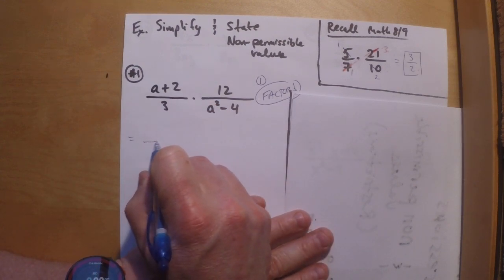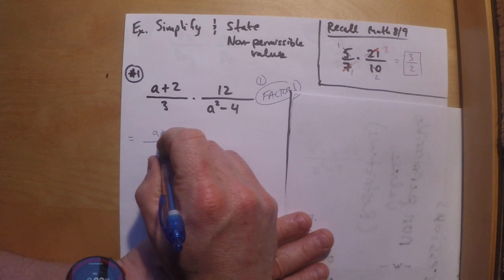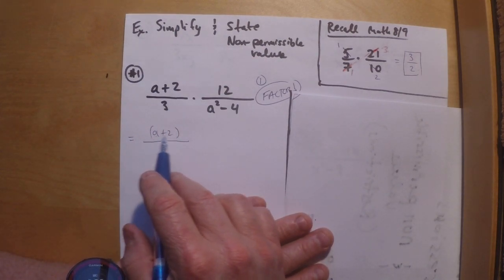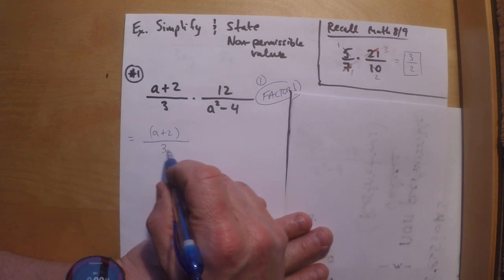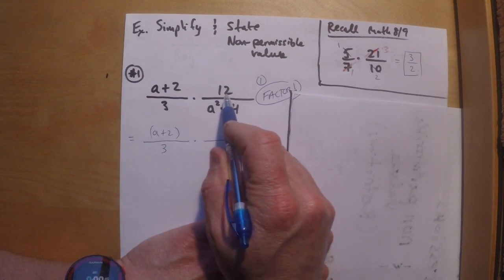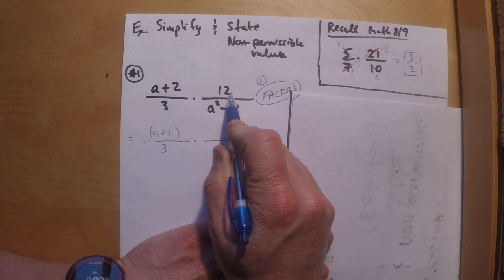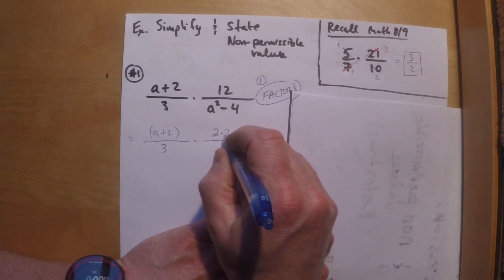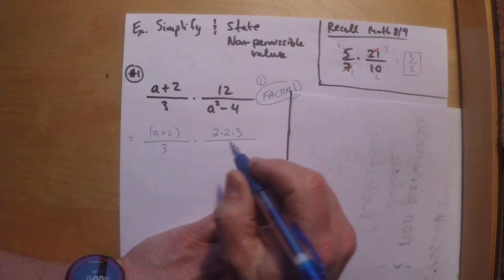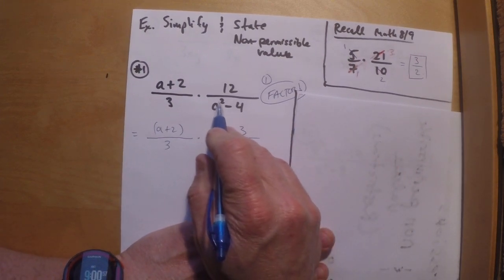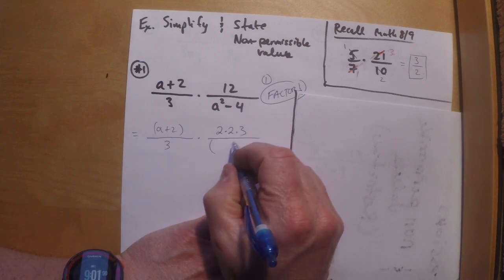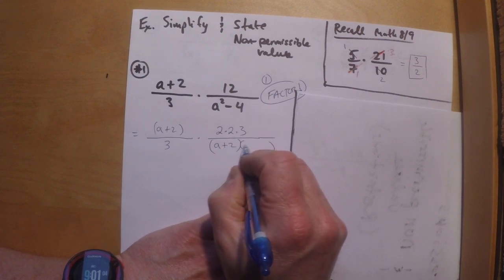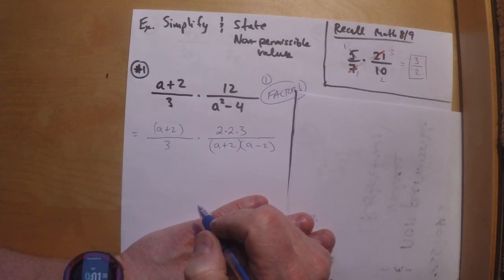So a plus 2, very simple, doesn't factor. Now anything that doesn't factor, that's kind of a binomial or trinomial, put brackets around it. 3 does not factor. You could factor 12 if you wanted to. You could prime factorize it. It could be 2 times 2 times 3. I don't have to prime factorize that, but maybe I will. And a squared minus 4, that just absolutely screams difference of squares. A plus 2, a minus 2.